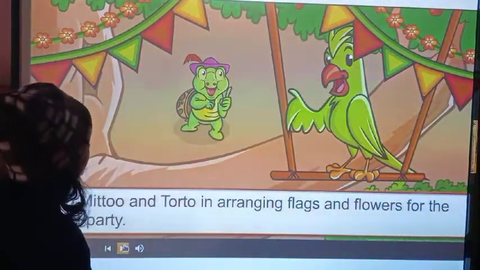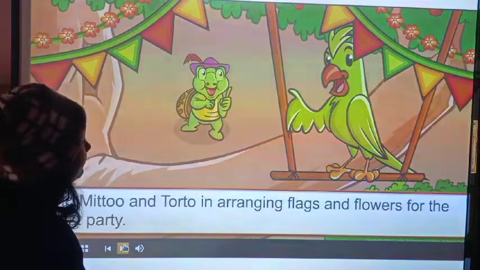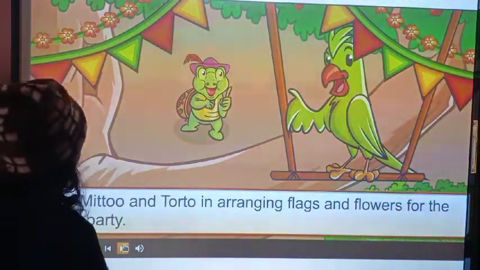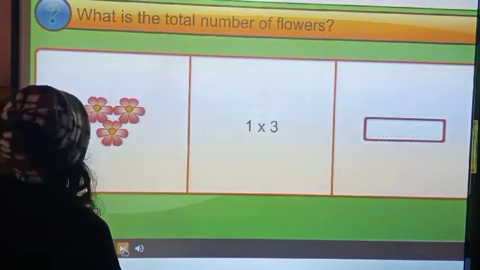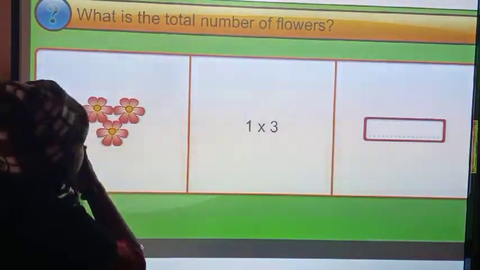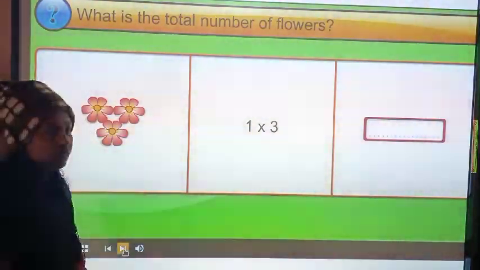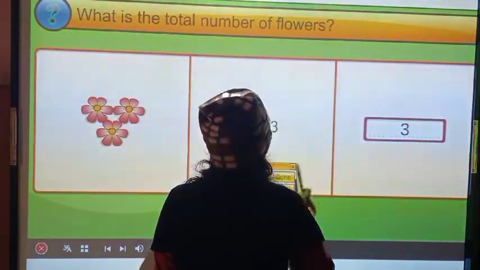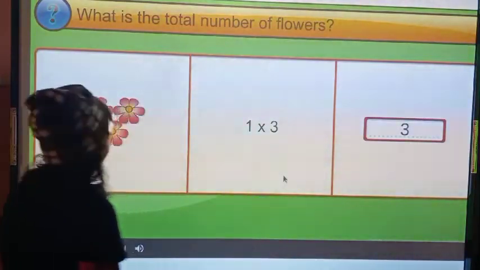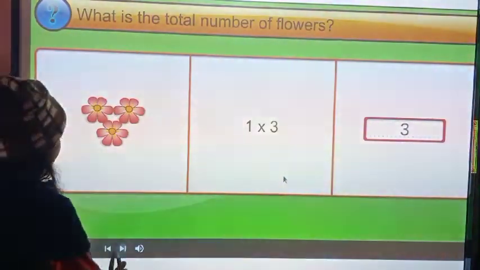Help Toto in arranging flags and flowers in the forest party. What is the total number of flowers here? 1 multiply 3 equal to 3.